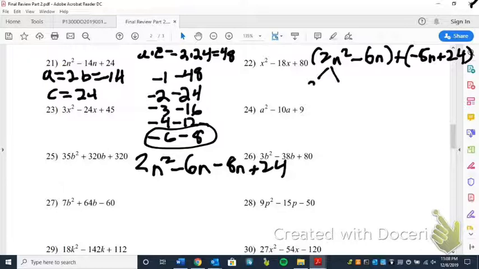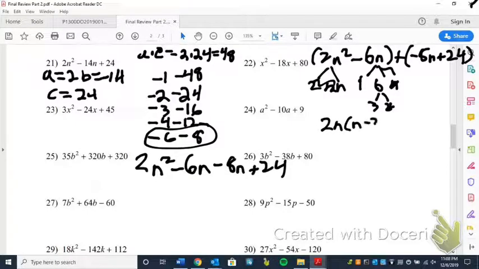So 2 is a prime number, so we just get 2 and n. 6 is 1 times 6 times n. 6 is 3 times 2. Look at what we have in common. We have an n and a 2 in common. So we have 2n times n minus 3.